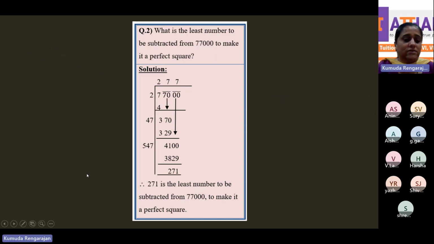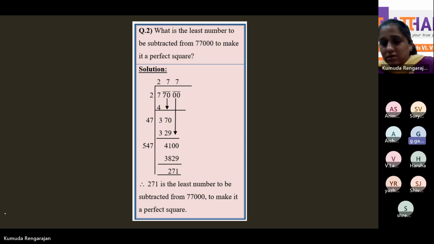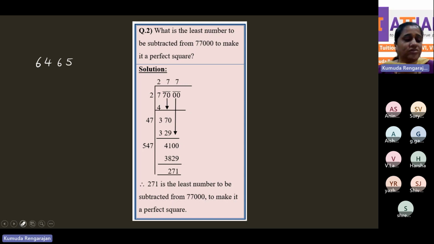Oh my God. I, by mistake, cleared the question. Children, can I have the number from you? Yes, ma'am. It's 64, 65, 16. Correct? 64, 65, 16. Okay.